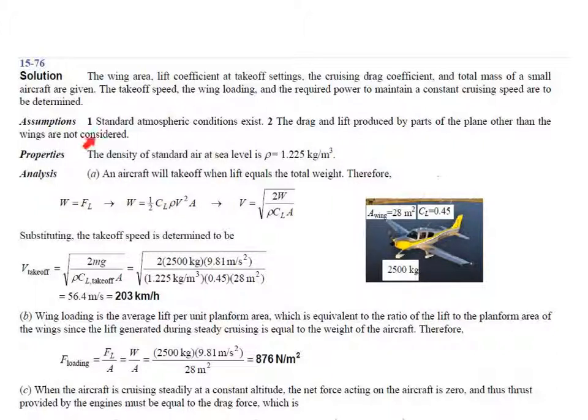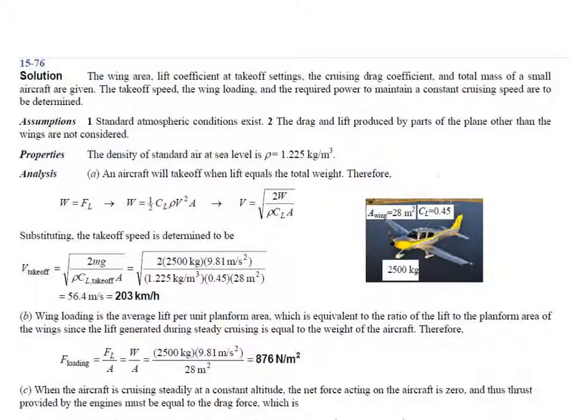The first assumption: the standard atmospheric conditions exist, since we are not told about the height of the aircraft. The drag and the lift produced by parts of the plane other than the wings are not considered. The density of the air we are going to take as 1.225 based on the conditions given.